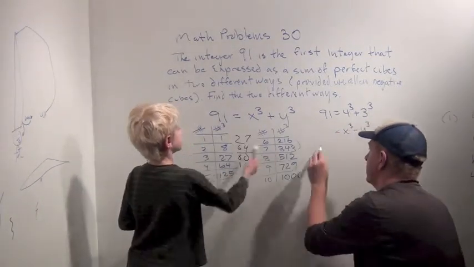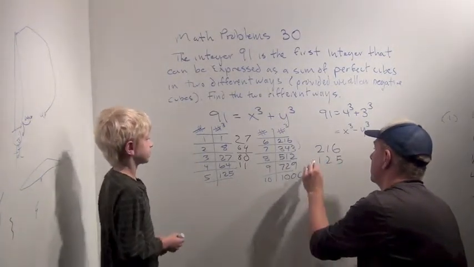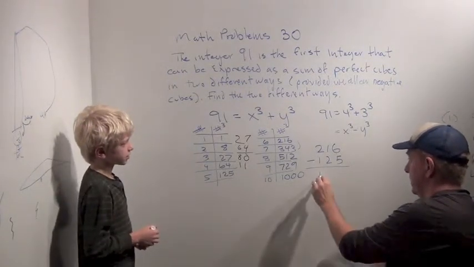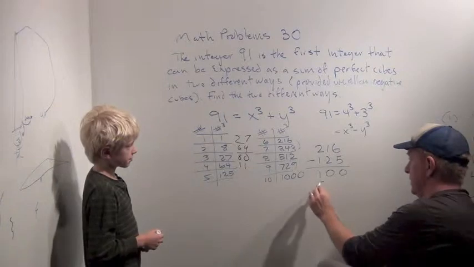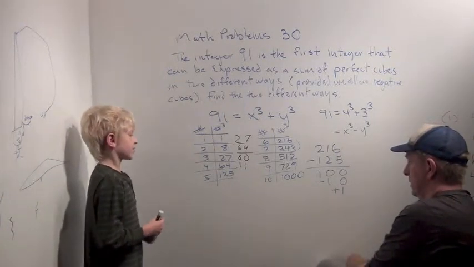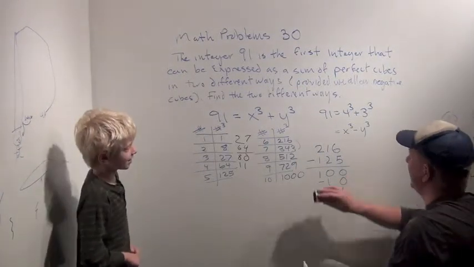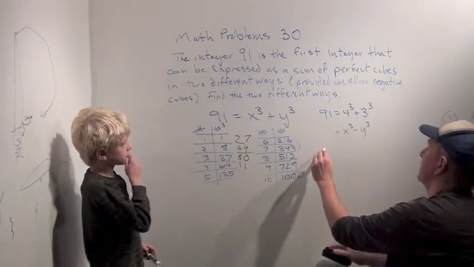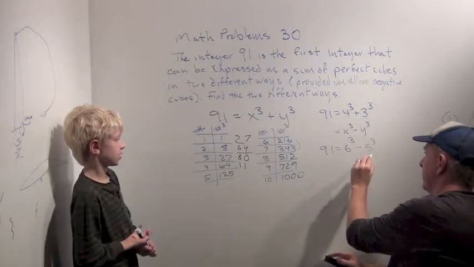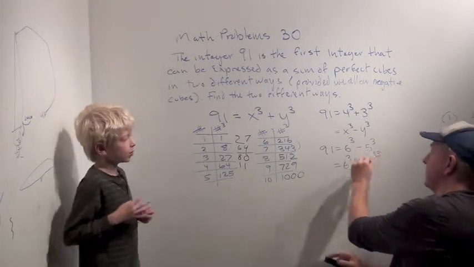Let's try these two. 216 minus 125. What do you get here? Well, 100 minus 10 is 90, and 90 plus 1 is 91. Hey, there we go. So 91 equals 6 cubed minus 5 cubed, or we could write it as 6 cubed plus negative 5 cubed if we wanted to write it like that.